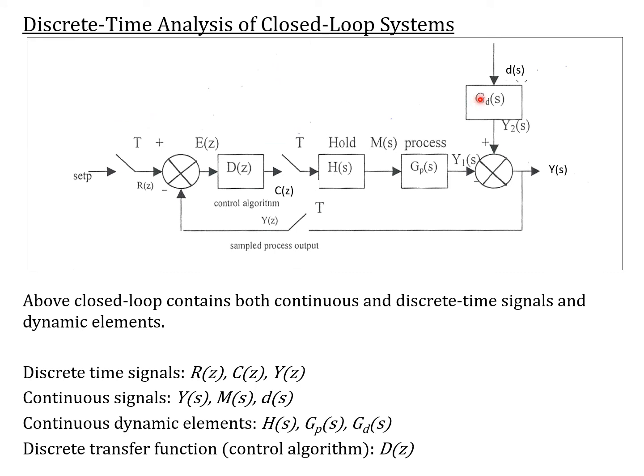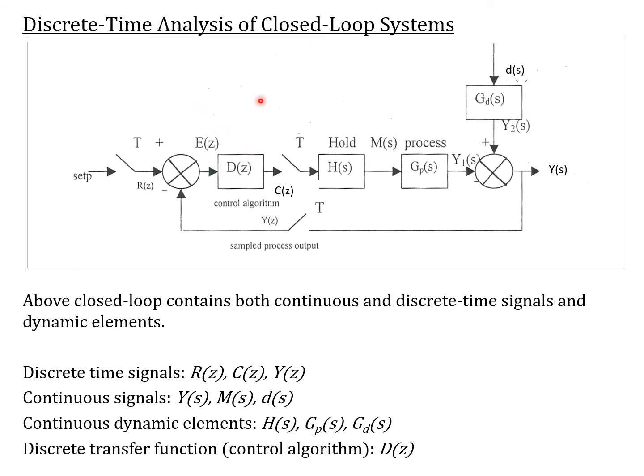So if you have the discrete time analysis, this is what you're going to do. Same as before, the only thing is we add the hold and the sampled values. These are the discrete time values, the L(z), the C(z), the Y(z) that you have sampled. Others are continuous: Y(s), M(s), the manipulated variable, and the disturbance are continuous. The hold element, process element, and G_D are all continuous. And the controller is discrete itself.